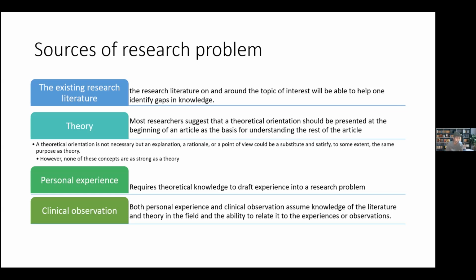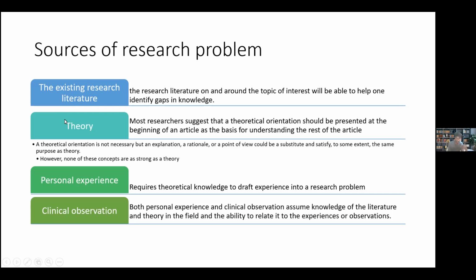There could be research literature that has answered it, but not every phenomenon is completely answered. So there are certain gaps in knowledge, and that is where you get research problems. So the existing literature is a source of research problem.